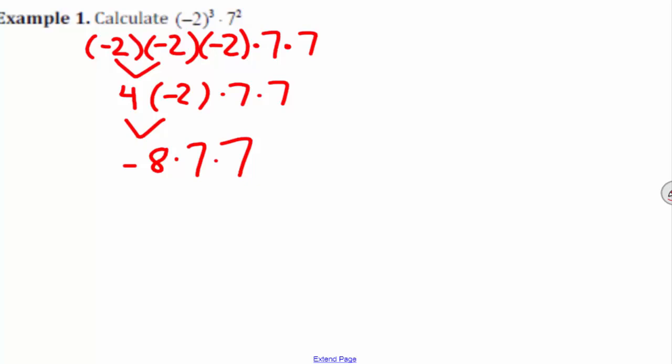Now we get 7 times 7 is 49, and we can multiply negative 8 times 49 together. Again, I want you to try to be doing this by hand. We would end up with negative 392.